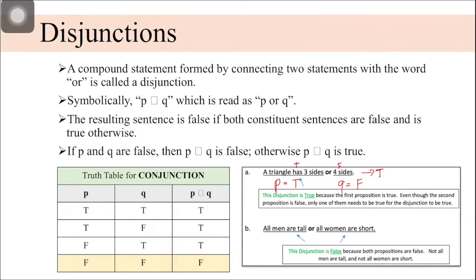So, this is the guideline. So, mani siya. Then, the resulting sentence is true.